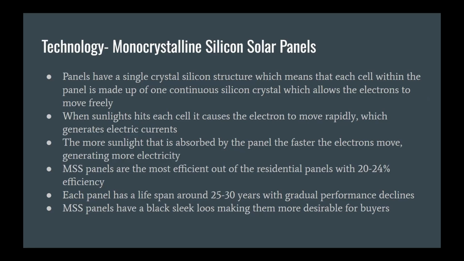The MSS panels are the most efficient out of the residential panels with 20 to 24% efficiency. Each panel has a lifespan around 25 to 30 years with gradual performance declines. And the MSS panels have a black, sleek look, making them more desirable for buyers.